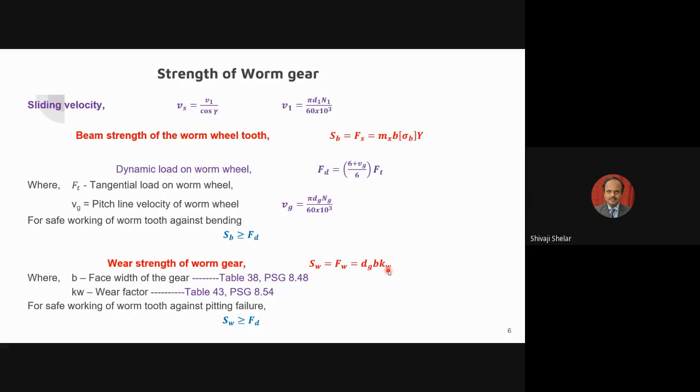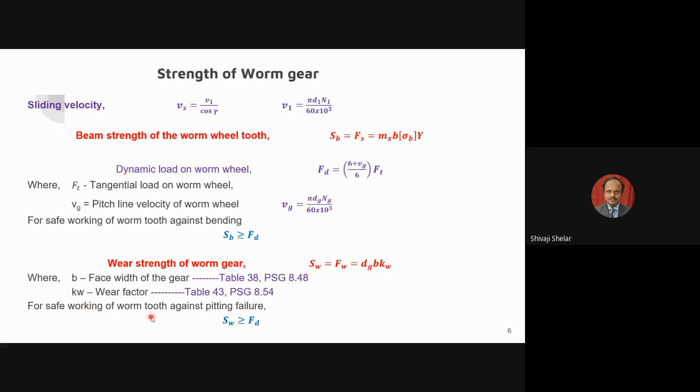This is also called the wear factor for the particular type of worm and worm wheel pair, and there is a standard table available for different pairs. So you have to use the standard table value for Kw. I have told you B is the face width of the gear. For that B you have to refer to table number 38 on page 8.48. And for Kw you have to refer to the wear factor table number 43, page 8.54.